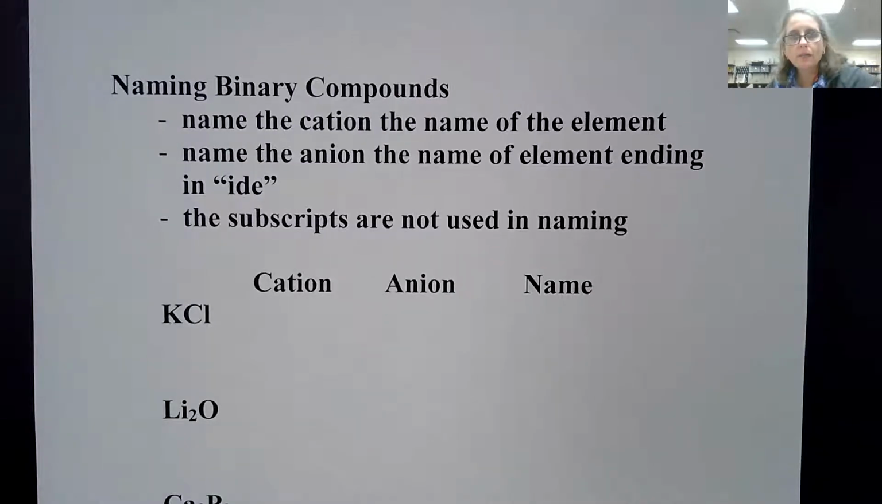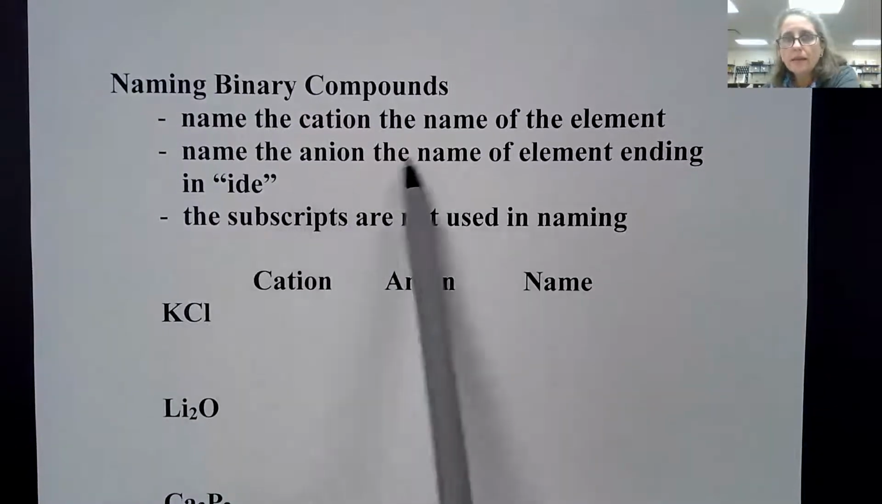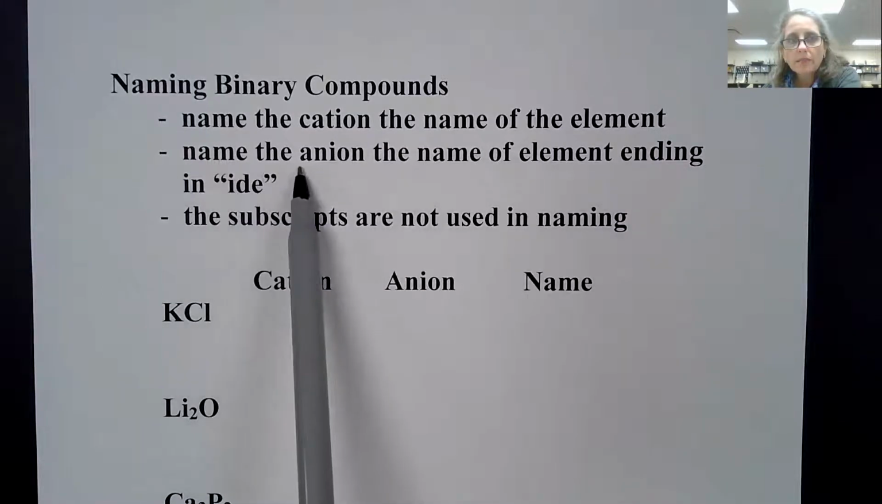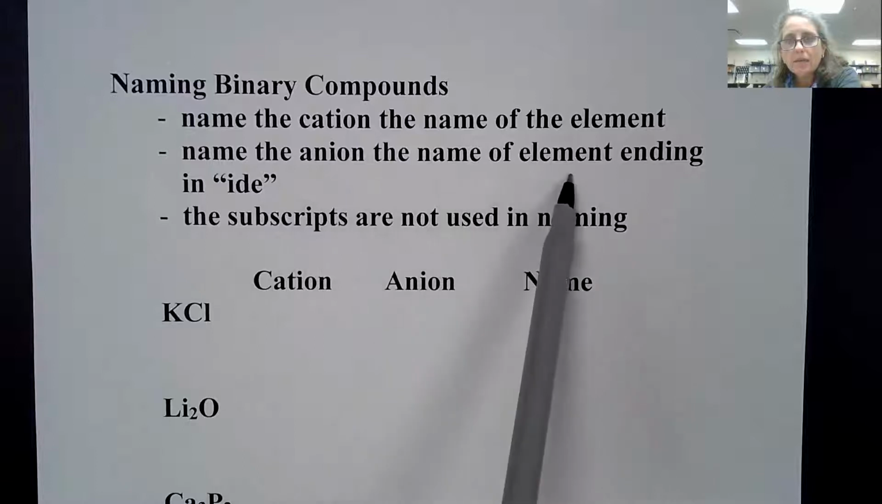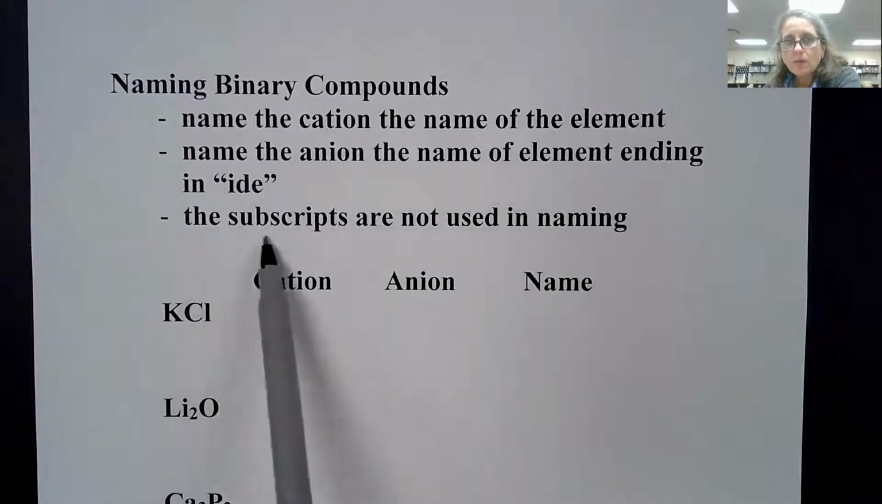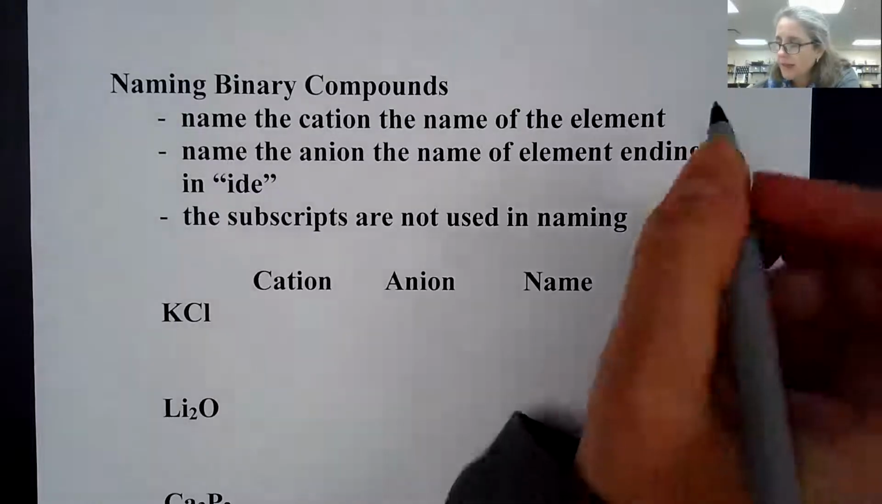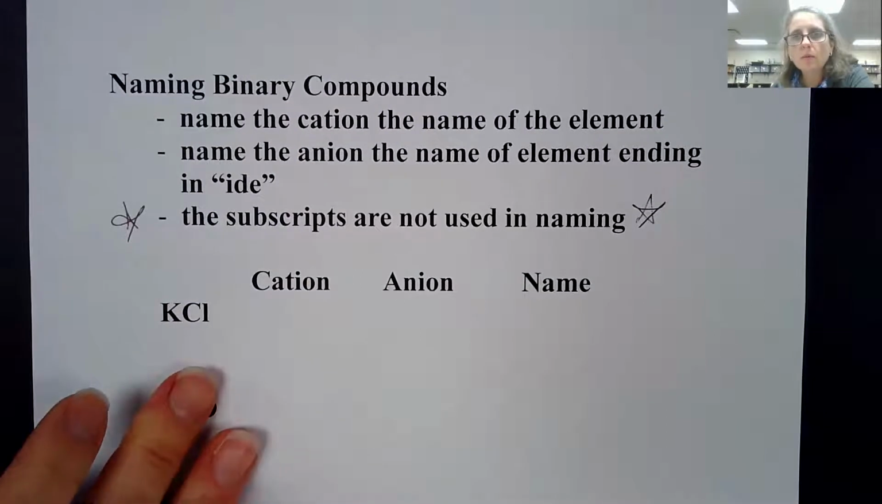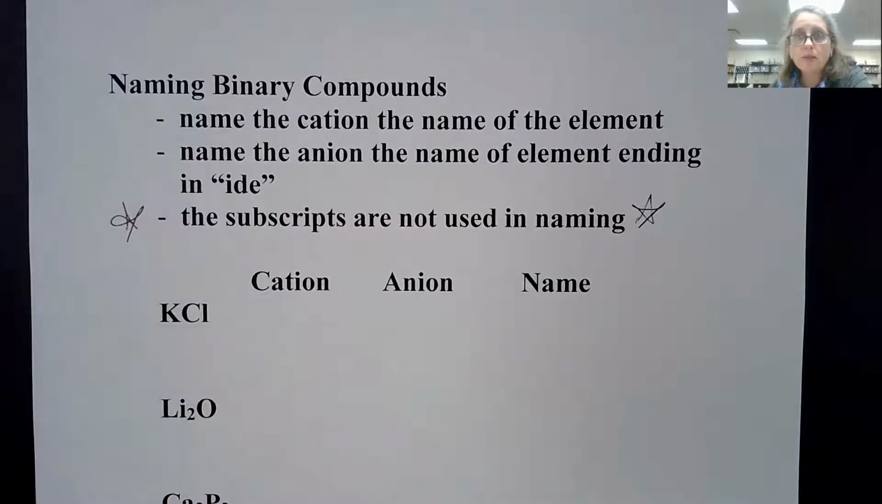With binary compounds, we're always going to name the cation the name of the element, so you're going to use your periodic table for that. You're going to name the second one, which is the anion, the name of the element, but end it in "ide," I-D-E. The subscripts are not going to be used in the naming. That doesn't mean anything to you right now, but it will when we get to what we call molecular compounds. So that's why that is an important statement.